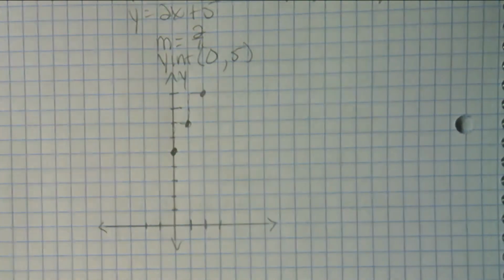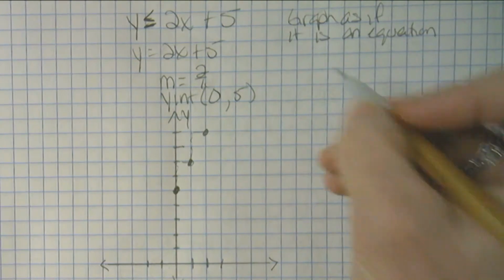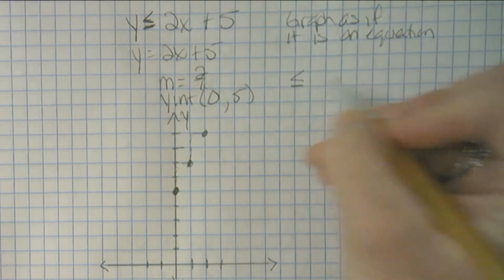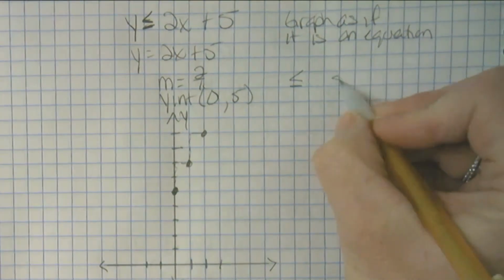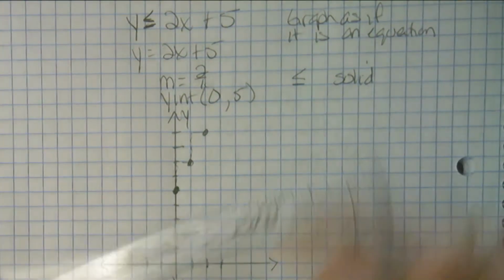What type of line am I graphing? A solid or a dashed? So is it going to be a solid line or a dashed line? Rafaela? How many of you guys agree that's a solid line? Yeah, that's solid because I have that equal to as well. So I'm going to go ahead and graph that line.